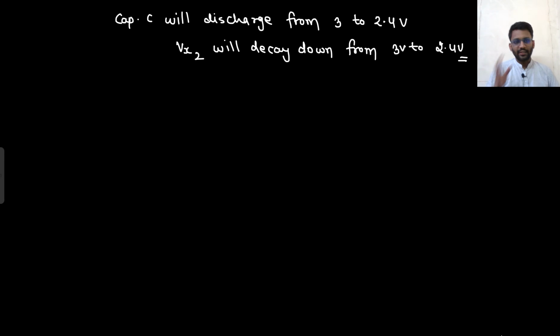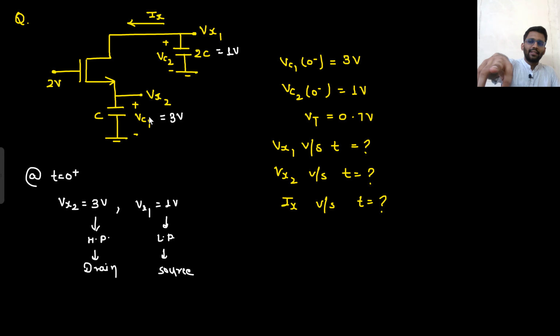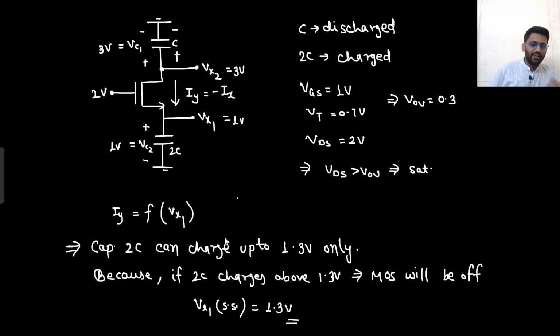Say yes or no. Did you understand it or not? When you saw the circuit, you got to know that this is acting as drain, this is acting as drain, this is acting as source. So you made this circuit. Then what did you get to know? You got to know that the current will be flowing like this. That means it is charging the capacitor 2C and discharging the capacitor C. Till what voltage can the capacitor 2C charge? That is 1.3 volt. Till 1.3 only it can charge, because after that the current will be 0. So till 1.3 it will charge.